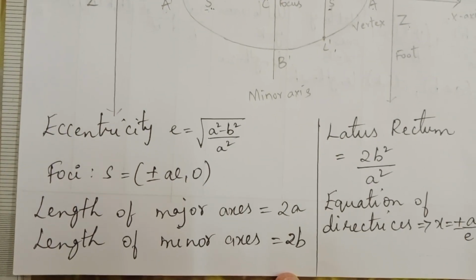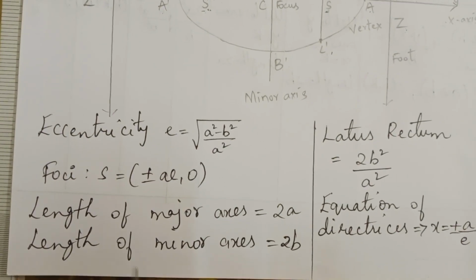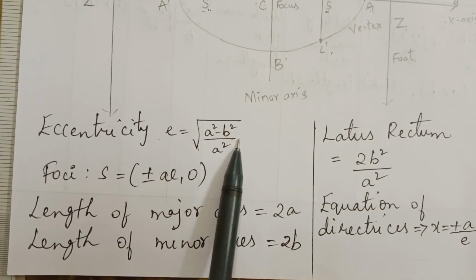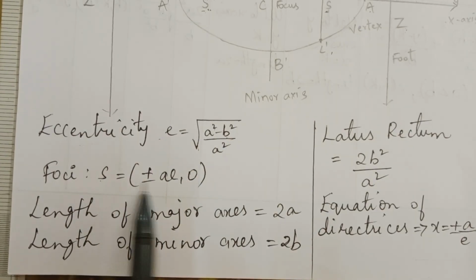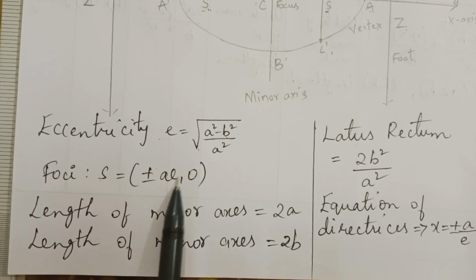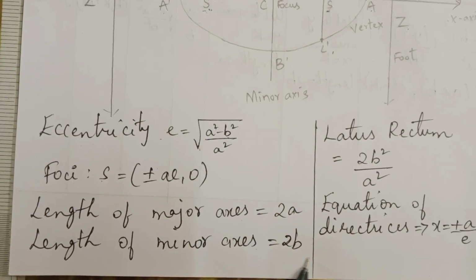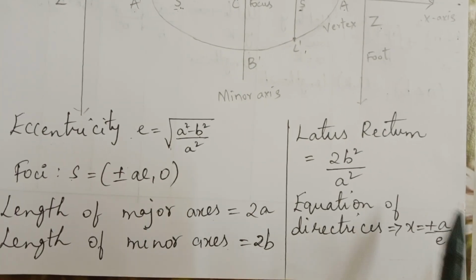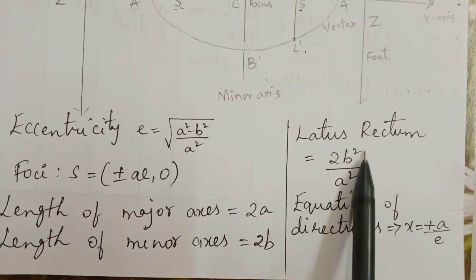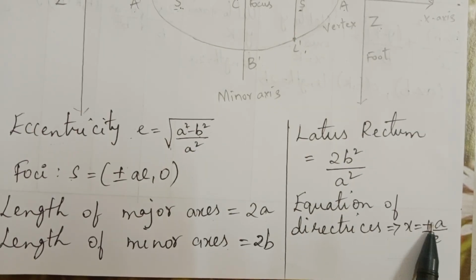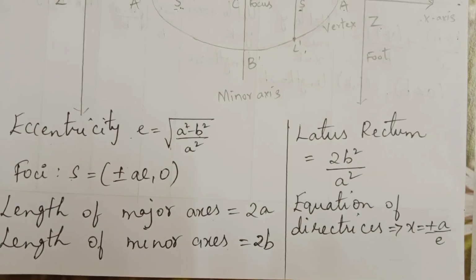These are some of the formulas used while solving the problems. First is the eccentricity, which is equal to root of a square minus b square by a square, and the foci is given as S equals plus or minus ae comma 0. Length of the major axis is equal to 2a. Length of the minor axis is equal to 2b. Length of the latus rectum is given by 2b square by a. Equation of the directrix is given by x equals plus or minus a by e. There are different forms of ellipse. We'll look at that further.